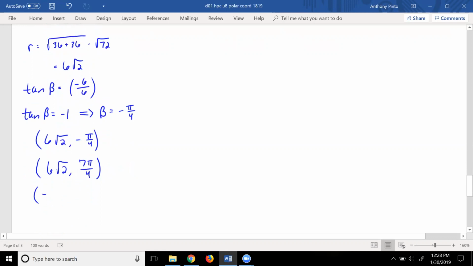We could also say -6√2, comma, 3pi/4. Because remember, the 3pi/4 puts us in the second quadrant, and the -6√2 brings us to the opposite quadrant, which is quadrant 4. All right, so any one of these three answers would be acceptable.